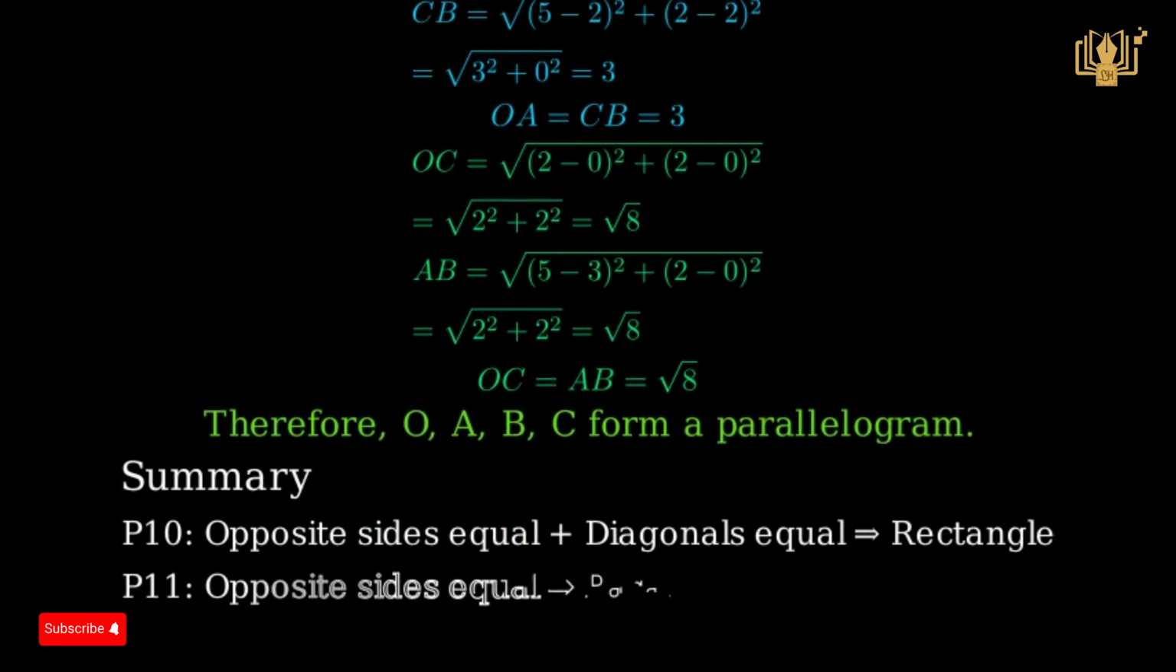Summary. In problem 10, opposite sides were equal and diagonals were equal, so the 4 points are vertices of a rectangle. In problem 11, both pairs of opposite sides were equal, so the 4 points are vertices of a parallelogram. Distance formula is a powerful, reliable tool for such proofs in coordinate geometry.